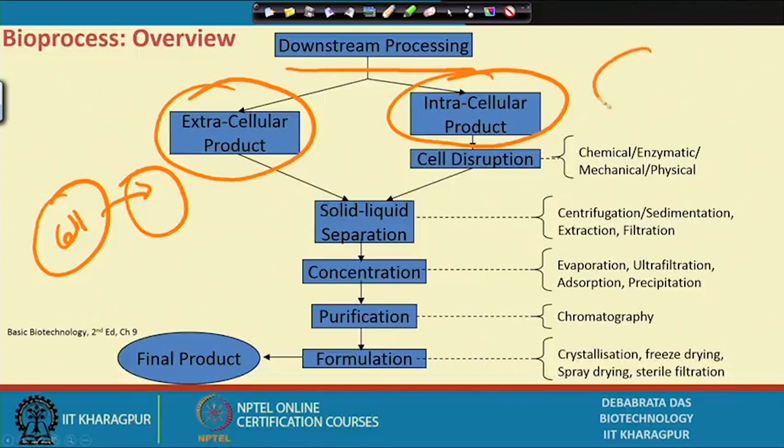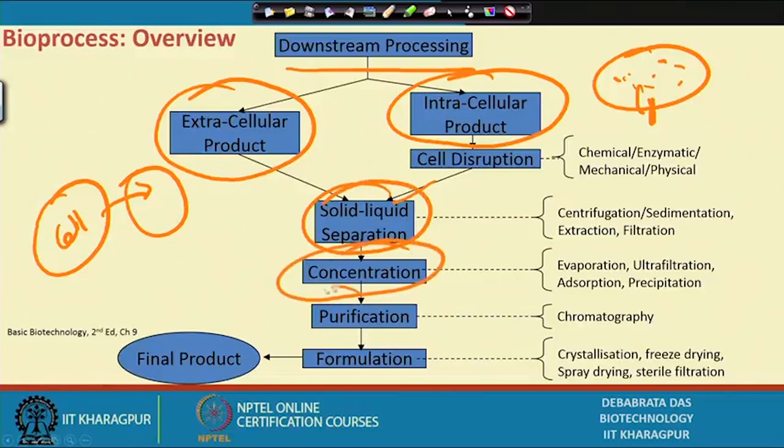But intracellular product is something different: the product is present inside the cell. So we have to break the cell wall so that the product comes out of the cell, and then we can purify the product. This is exactly what has been shown here, that the filtrate comes this way and this way. Then we have solid-liquid separation, we do concentration and purification, and we do the formulation, and then we have the final products.